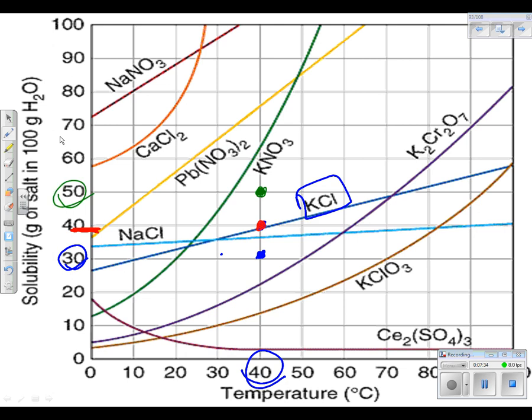And so if that's the case at 40 degrees, if it's holding 50 grams of KCl, then that's more than it's supposed to hold at that temperature. Okay, so that's what we would also call supersaturated.